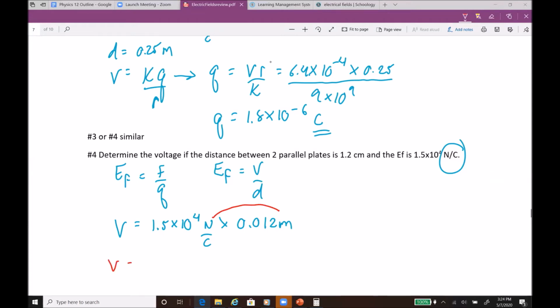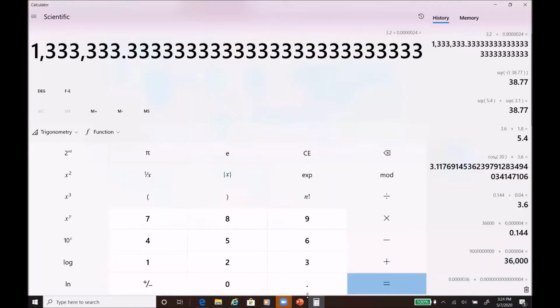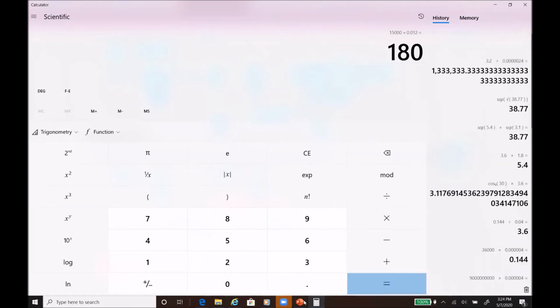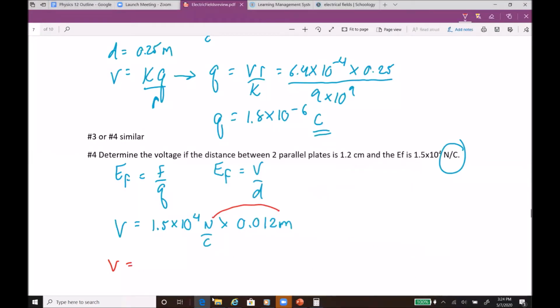So that would give you a voltage. What is that? 1.5 to the exponent 4 times 0.012. It's 180 volts. So this would be 180 volts. Okay. All right.